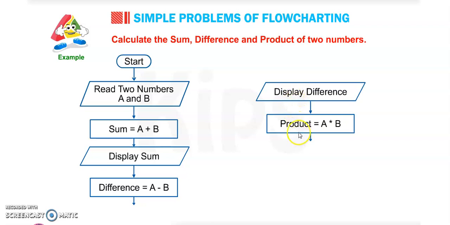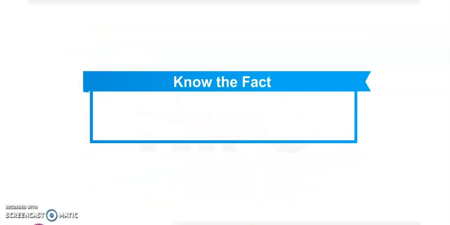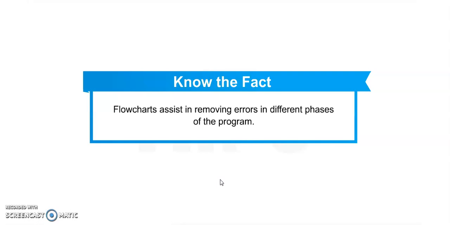Next is again processing, the product. We have to calculate the product also. So A multiplied by B will be stored in product, and then display product. Next, stop. So with this flowchart we can calculate sum, difference and product also. Now there is another, know the fact: a flowchart assists in removing errors in different phases of the program.